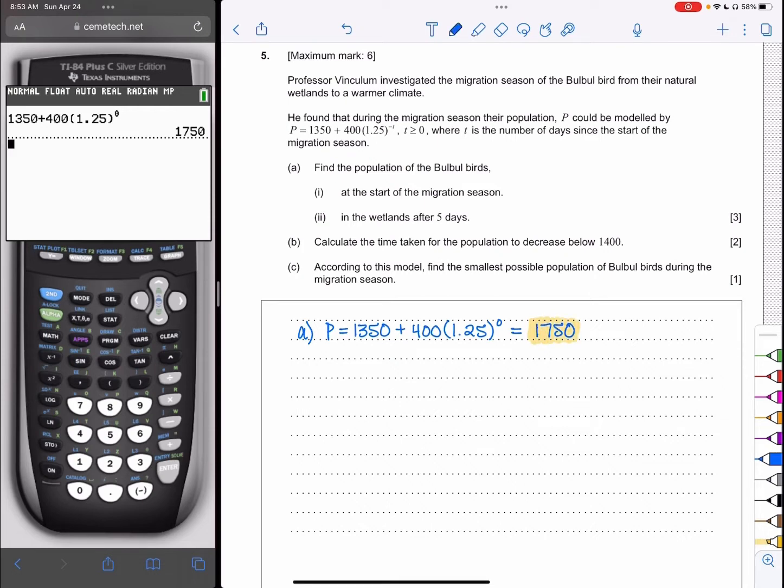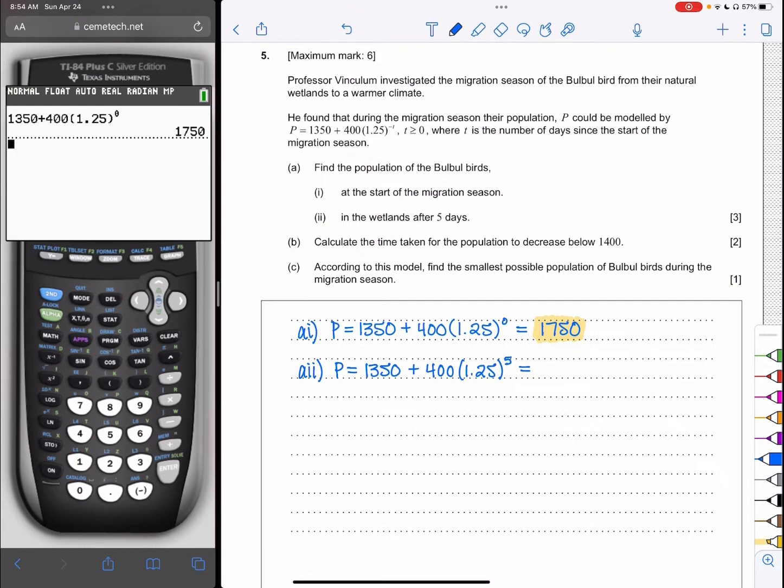All right. It tells us that we also want to find part 2. And part 2 is saying what is the population in the wetlands after 5 days. So if I want to find my population after 5 days, I do the same thing, except I just substitute in 5. So we're going to have P is equal to 1350 plus 400 times 1.25 to the power of 5.